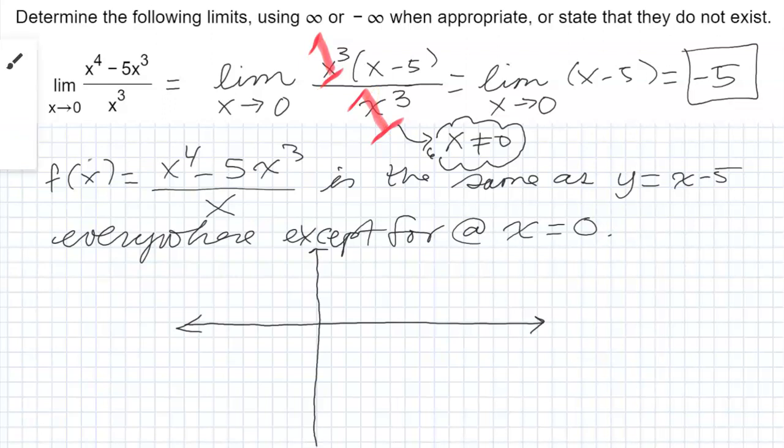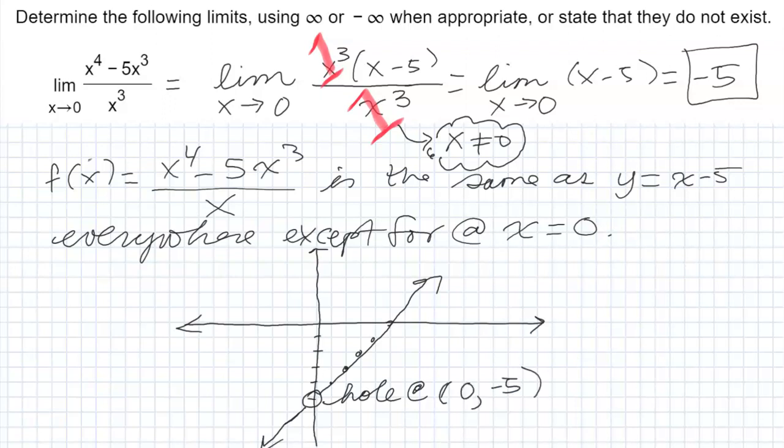The graph of f of x looks like the line y equals x minus 5, which has a y-intercept at negative 5. 1, 2, 3, 4, 5. And the slope is 1, so it will be like this, and like that. And you have a hole at 0, negative 5.